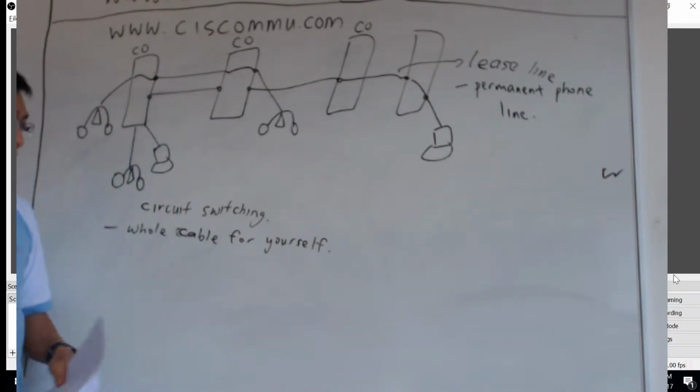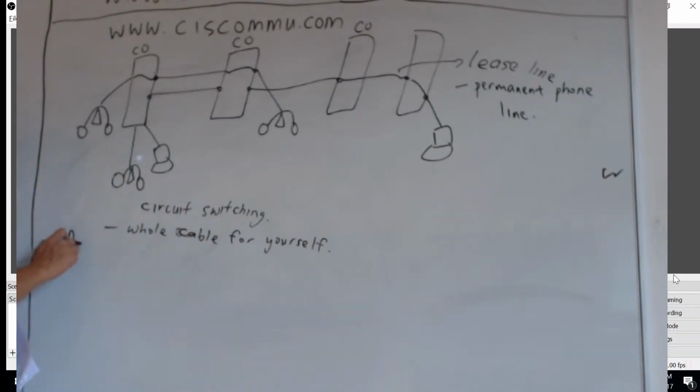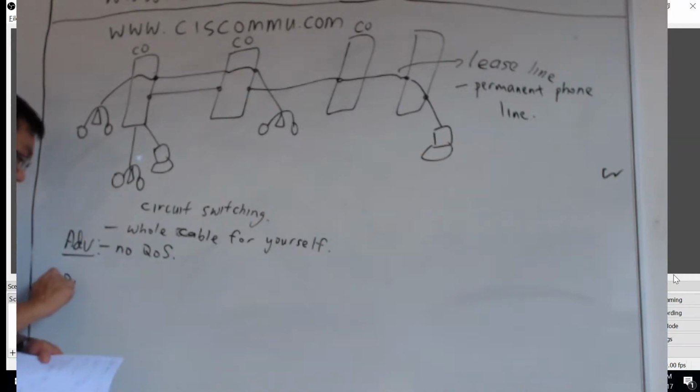So what are the advantages? There's no quality of service problem, because the whole wire is yours. If it's not enough, then you just increase the bandwidth. What are the disadvantages?